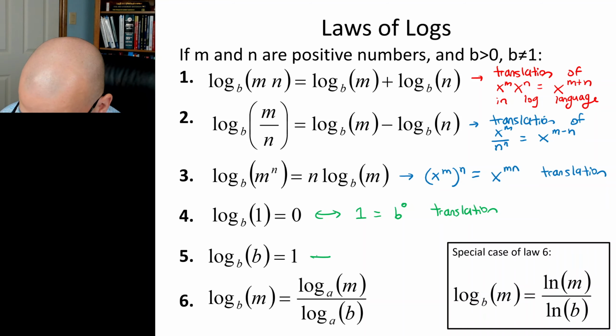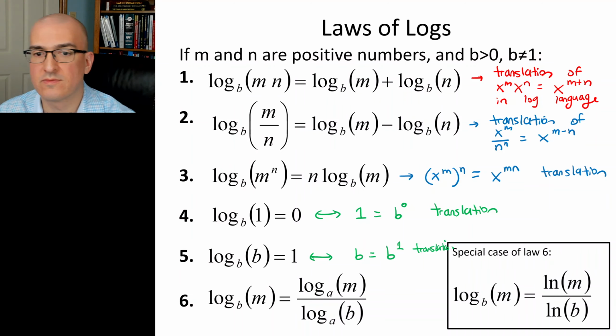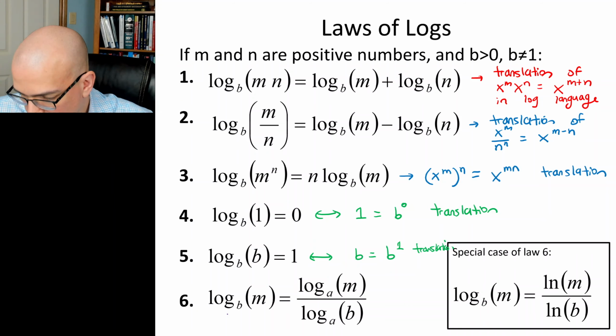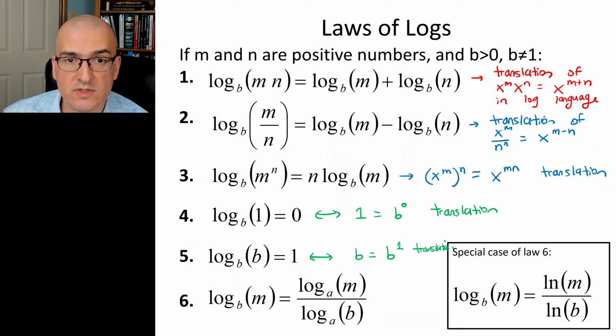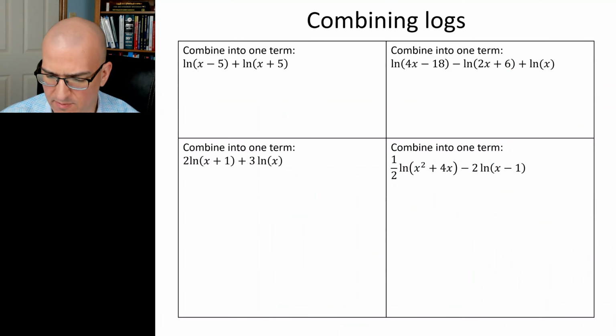The next one is equally ridiculous looking after we translate it. It says that b is equal to b to the power of 1 translation. And then rule 6 is a combination of exponent laws. So in truth, there's nothing new compared to the laws of exponents. The laws of logs are just those exponent laws translated into this log language. They do look weird though.